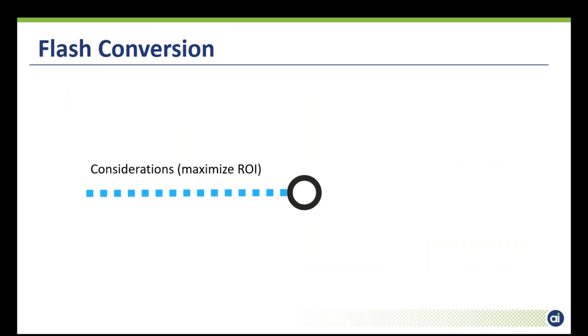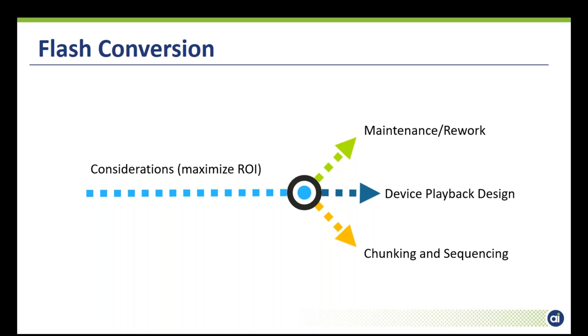All right. So again, just to sum up, we've got just a couple minutes. Thinking about maintenance and rework, depending on the tool set, is very important. Potentially, device playback design and how you want that learner experience if you're going to be porting your content over to multiple types of devices. Chunking and sequencing: can I break this up into smaller micro-sized bytes such that, like Manhattan did, that was a big part of their initiative.